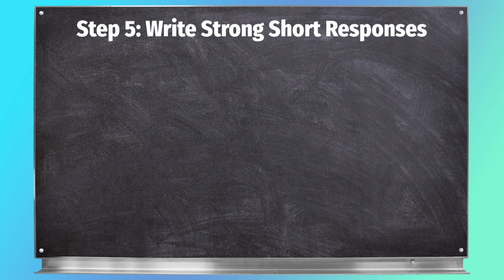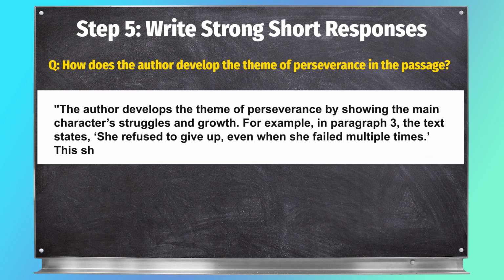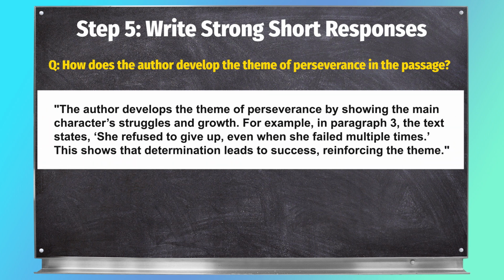For example, how does the author develop the theme of perseverance in the passage? A strong answer would be, the author develops the theme of perseverance by showing the main character's struggles and growth. For example, in paragraph 3, the text states she refused to give up even when she failed multiple times. This shows that determination leads to success, reinforcing the theme. Remember, always include evidence from the passage. That's what earns you points.